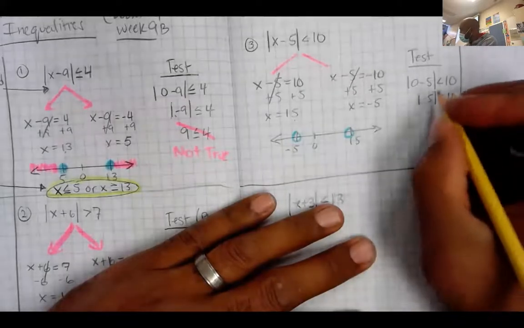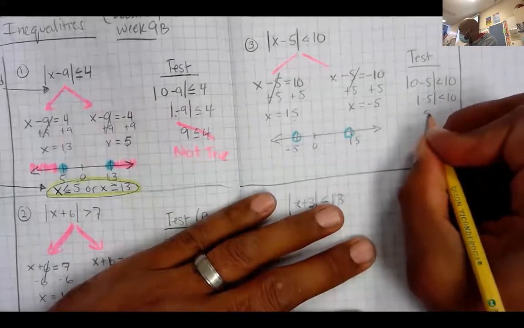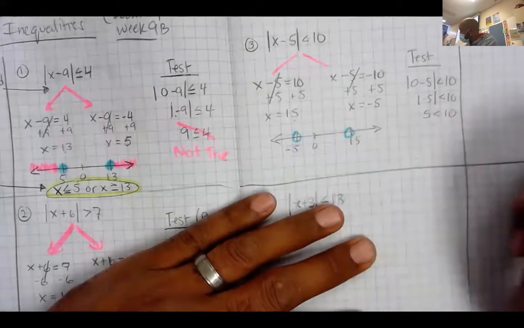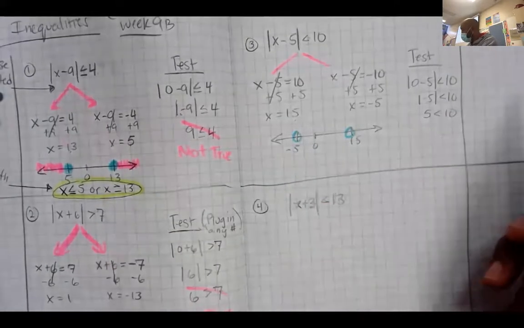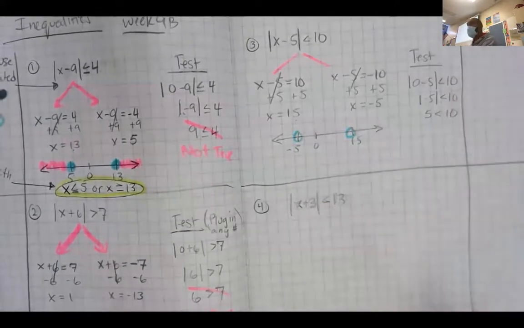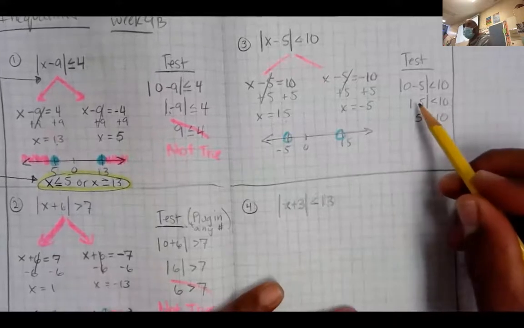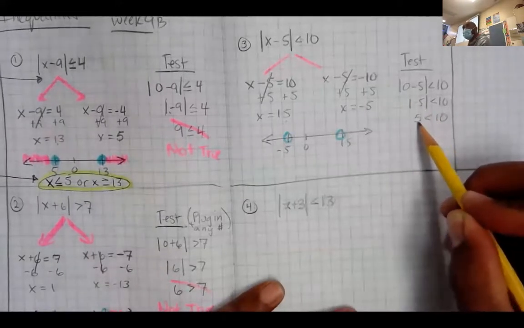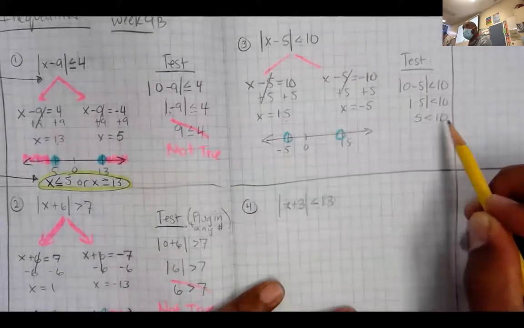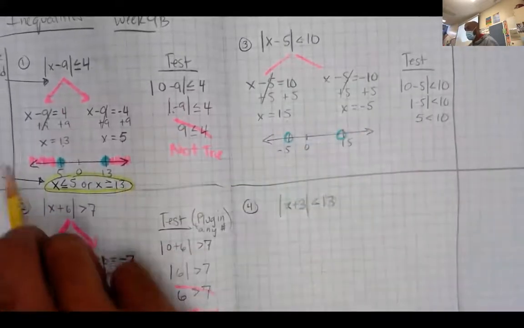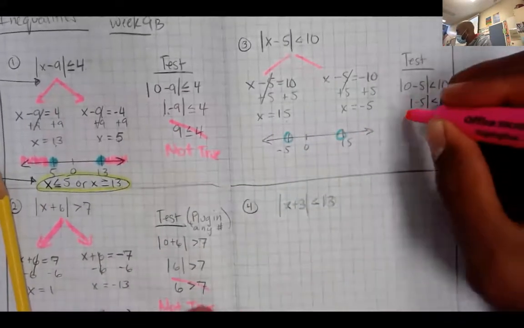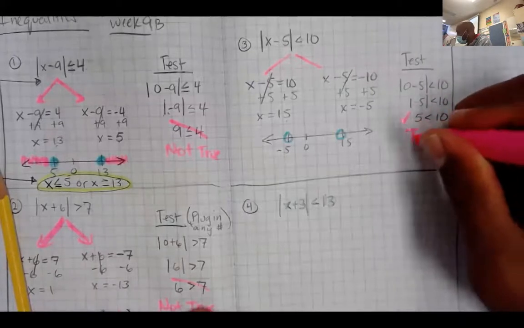Okay, so the absolute value of 5, is that less than 10? Oh, no, this actually is the one I want. Sorry. Okay, so absolute value of -5 is 5, and then 5 is less than 10. That, in this case, is true. All right, so this is the one case where it is true.